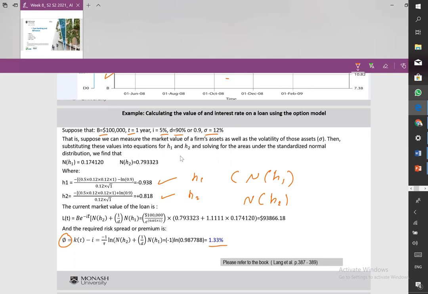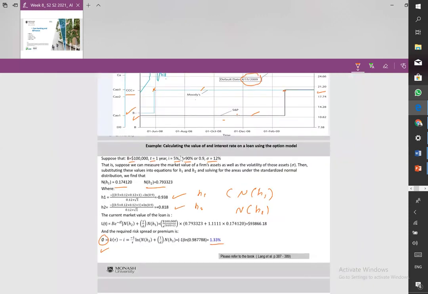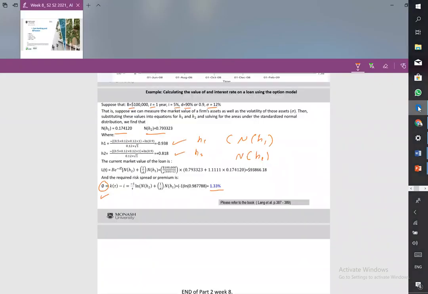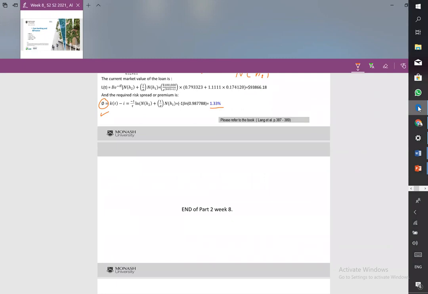But as I told you, in the exam I will give you the values ready, and you just apply the formula and get the Q. And please understand the concept behind this one, the option pricing. This is actually all, and I'm done with this part.